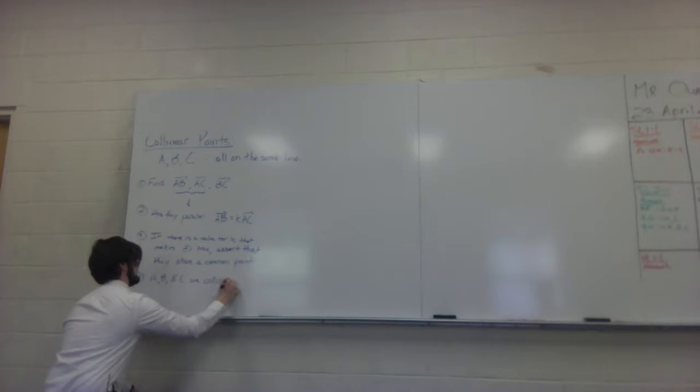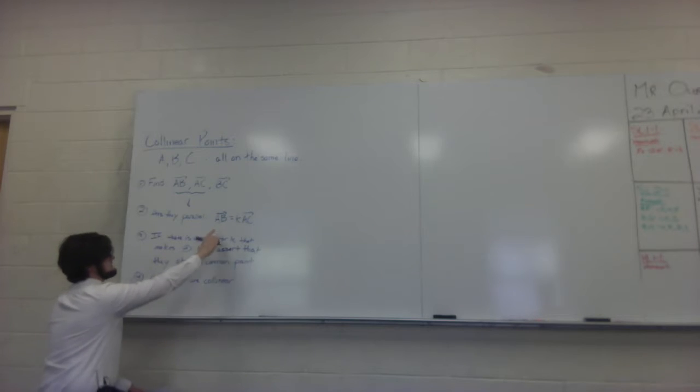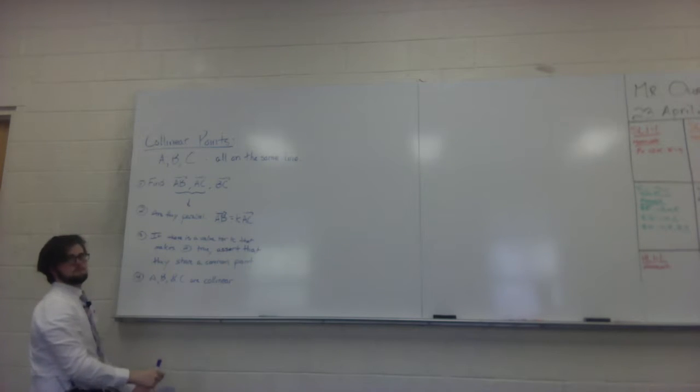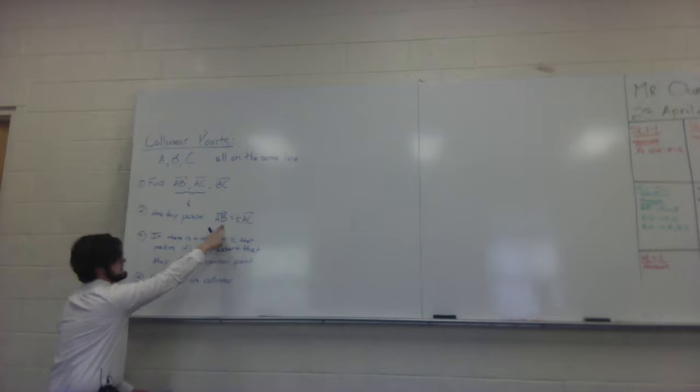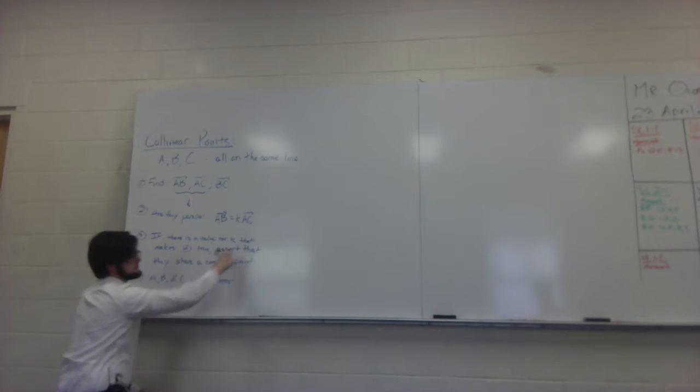How would we assume they share a common point? Because that's how you solved for AB and AC. This is the vector from A to B, and this is the vector from A to C.